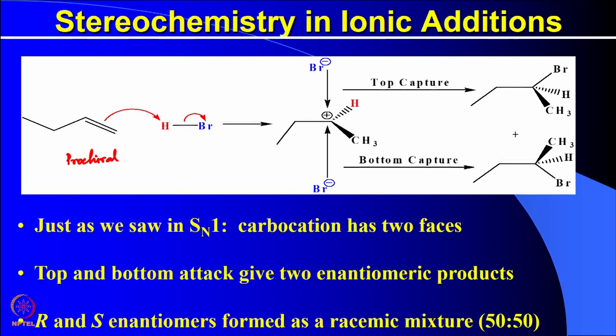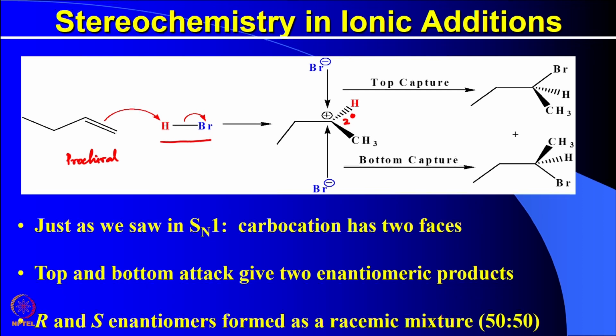when we try to add HBr to such a prochiral molecule, the first addition of hydrogen generates a 2-degree carbocation, and this 2-degree carbocation is a planar molecule, and as a result this planar molecule can take up bromine from the top and bromine from the bottom. So if bromine comes from the top, the two bonds which are on the plane point downwards, and if the bromine adds from the bottom, then the bonds which are on the plane point upwards.